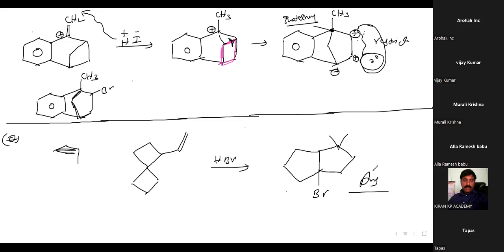Chalo. So once you have got this ring expansion, even in all electrophilic addition reactions, only these ring expansions we will be discussing. In all, like hydration, halogenation, hydroboration, oxymercuration, these ring expansions only will be common in most of the books. Okay. Chalo.